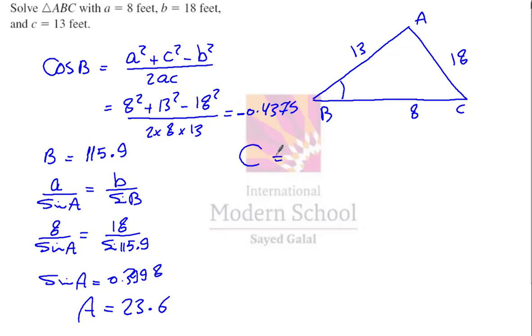Then C equals 180 minus (115.9 plus 23.6) equals 40.5.